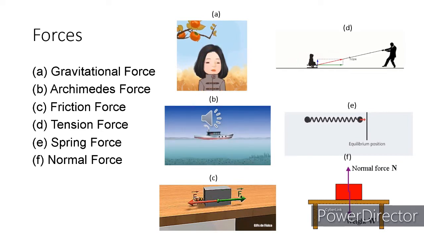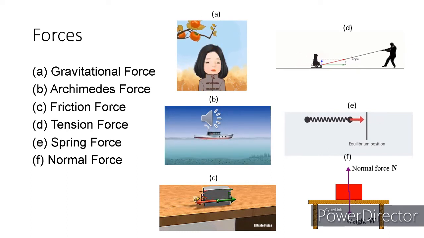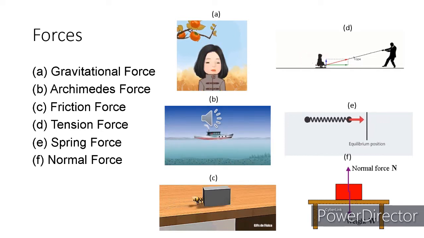Next, we have sa letter D, sa tension force. As you could see, the way how the man pulls the girl through the rope, diba? So, may delay. It is because of the tension force. Next is the spring force. As you could see, once the spring ay nahila or bumalik from the equilibrium state, babalik naman siya ulit sa position niya in a repetitive manner. Okay. And lastly, the normal force.